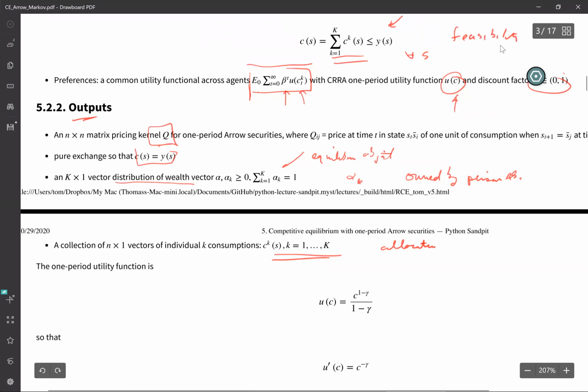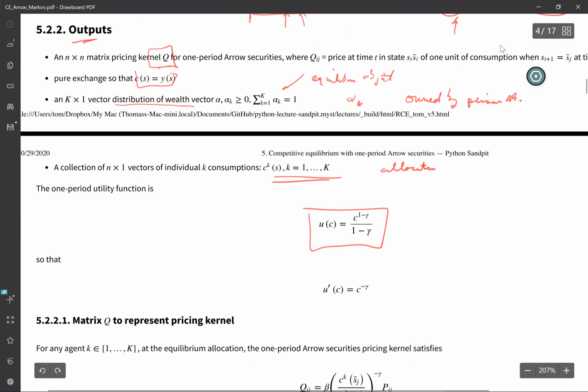Okay, we're going to assume, and there's content in this, that the one period utility function is this CRRA form. And that's going to have the implication that the marginal utility of consumption is given by this power function. Okay. So now we're just going to be in the business of assembling equilibrium conditions that we've already derived earlier.